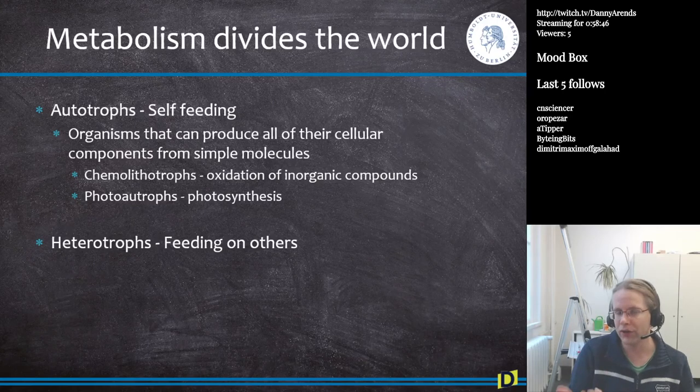The more commonly known type of autotroph is actually the photoautotrophs, and those are plants, right? They take up nutrients from the environment, but the energy that they use is self-feeding. They use the energy in the sunlight to build up bigger molecules and to replicate their DNA.